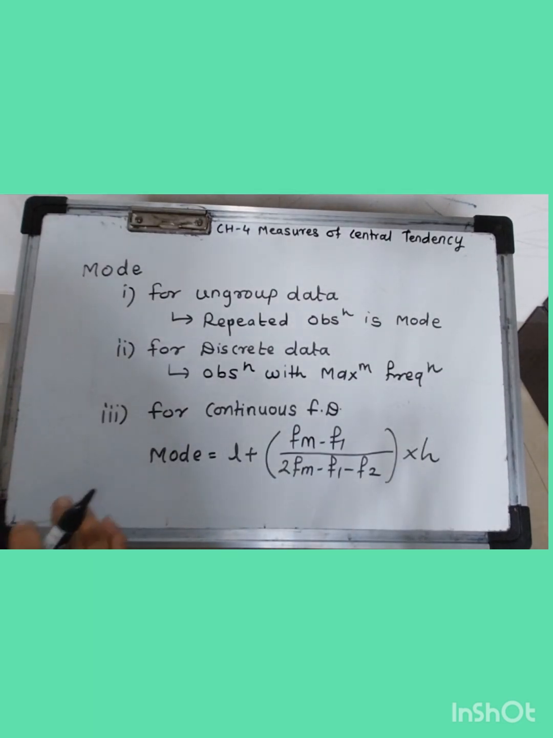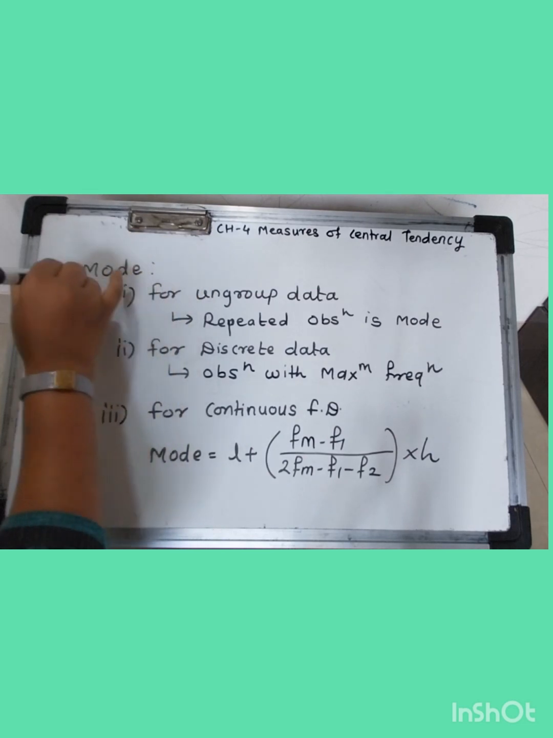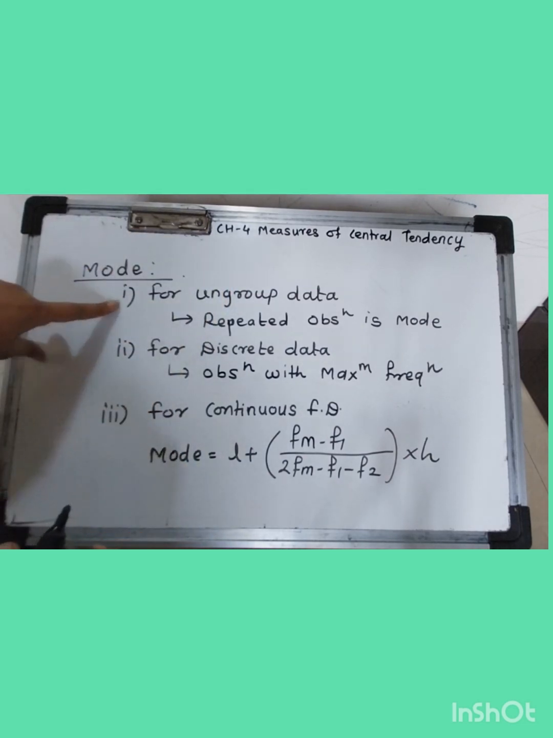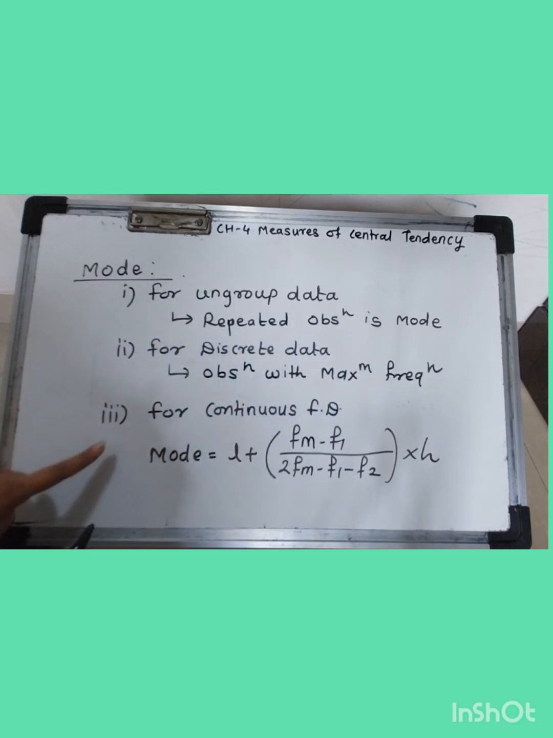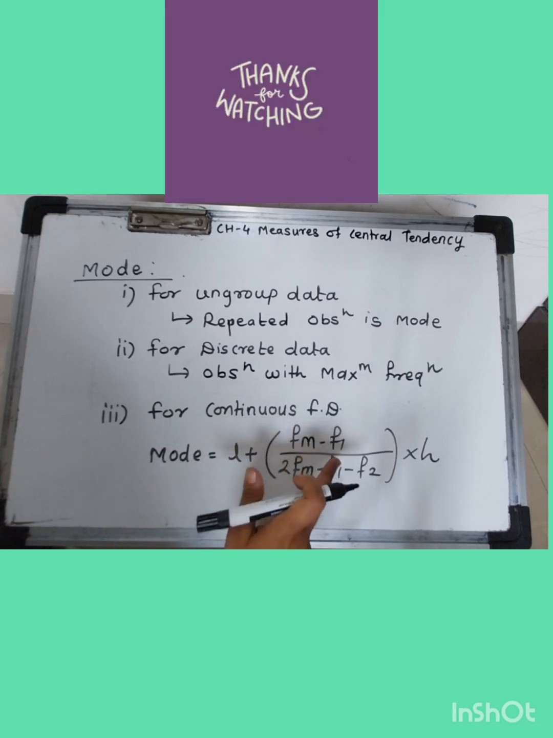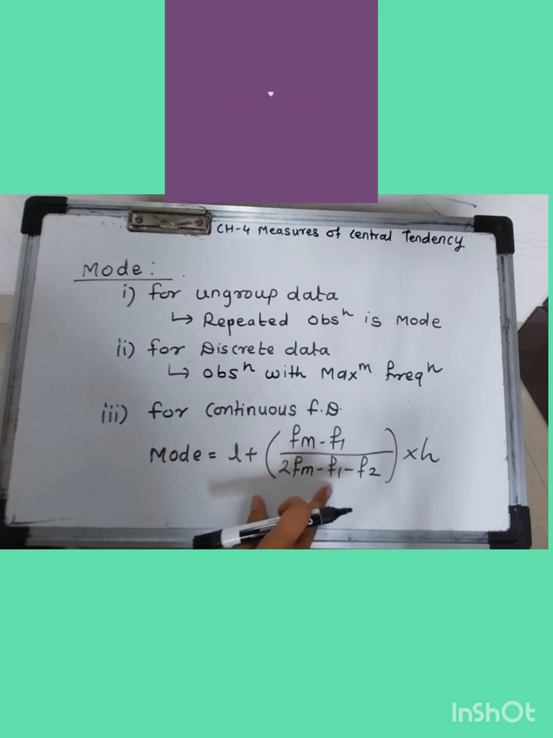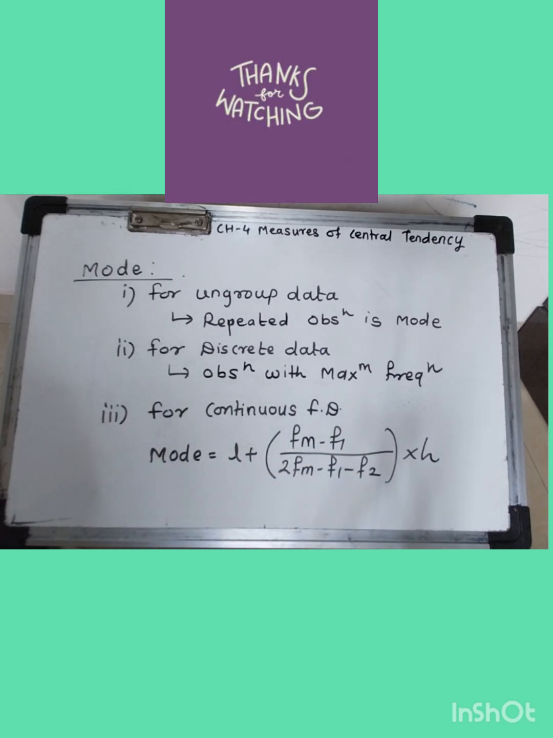So this is the mode. First, for ungrouped data, the repeated observation is the mode. Second, for discrete observations, the observation with the maximum frequency is the mode. For a continuous frequency distribution, this is the formula: L plus (fm minus f1) upon (2fm minus f1 minus f2), into h. Okay, thank you.